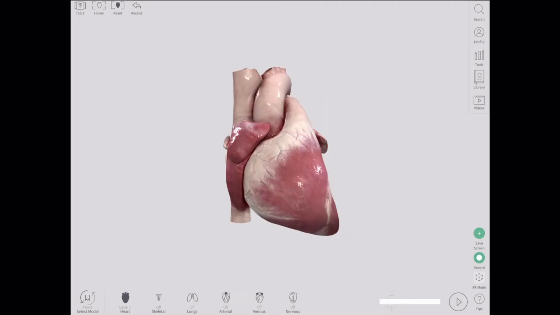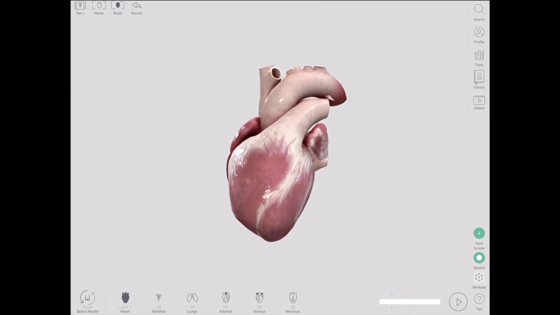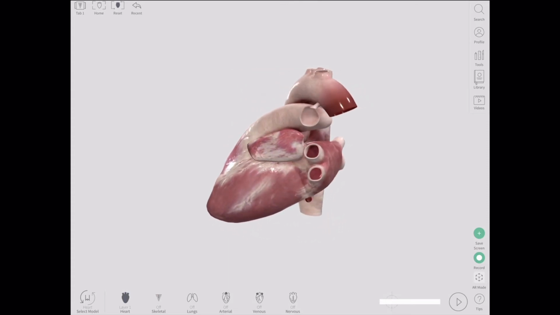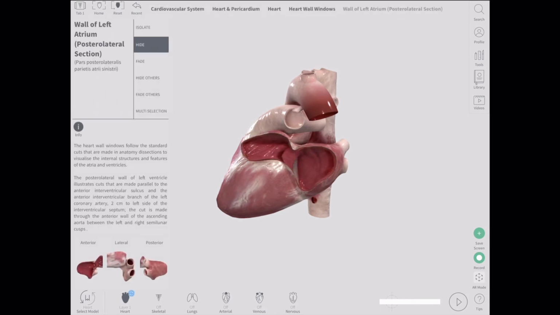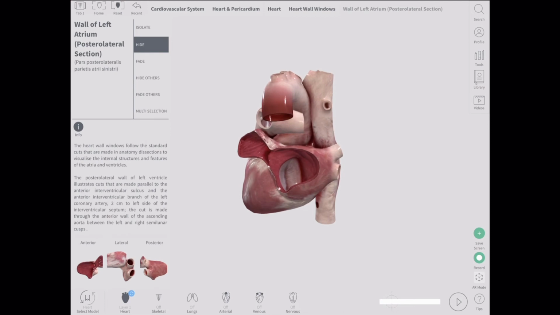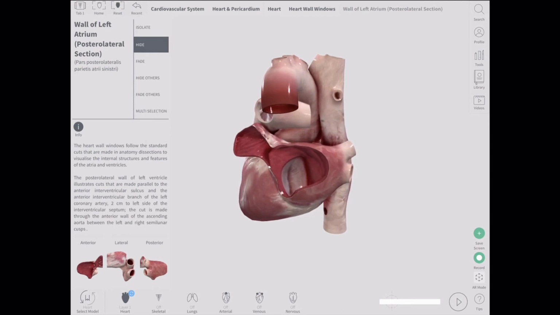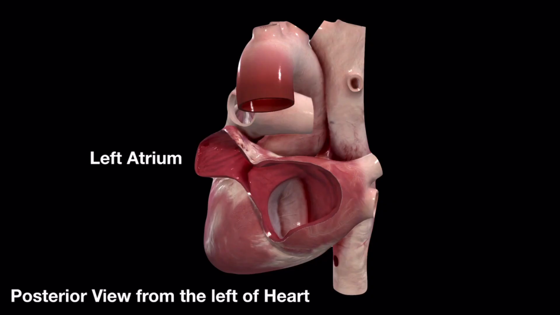So from the anterior, we're going to rotate around. And we're rotating. So now we're looking at this posterior off to the left side. Now we're looking more from the back. We've taken out part of the heart so that we can look into this chamber. So looking from the back of the body, looking at the heart, taking part of it off, and we've got our left atrium here. Let's just go ahead and circle that for you.